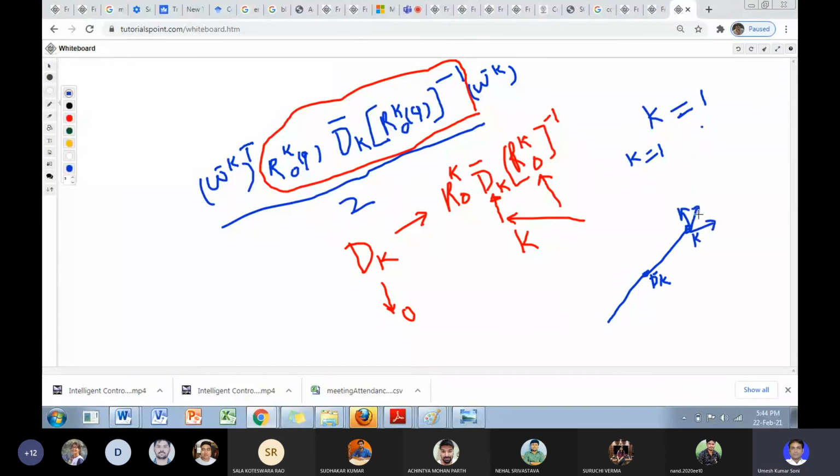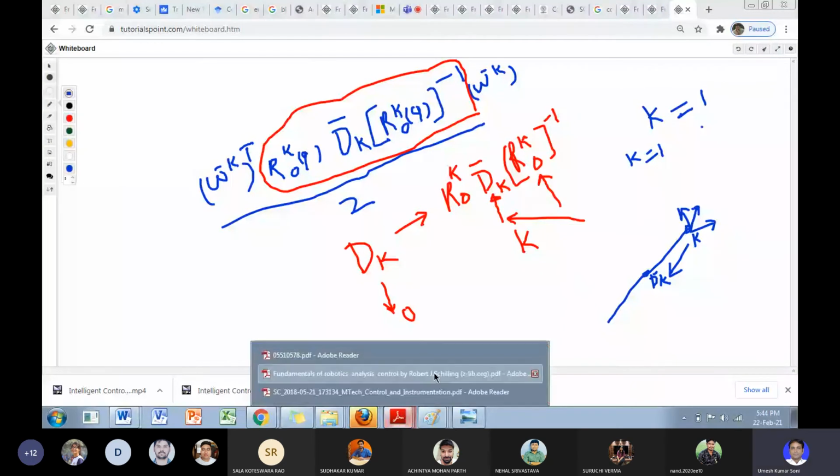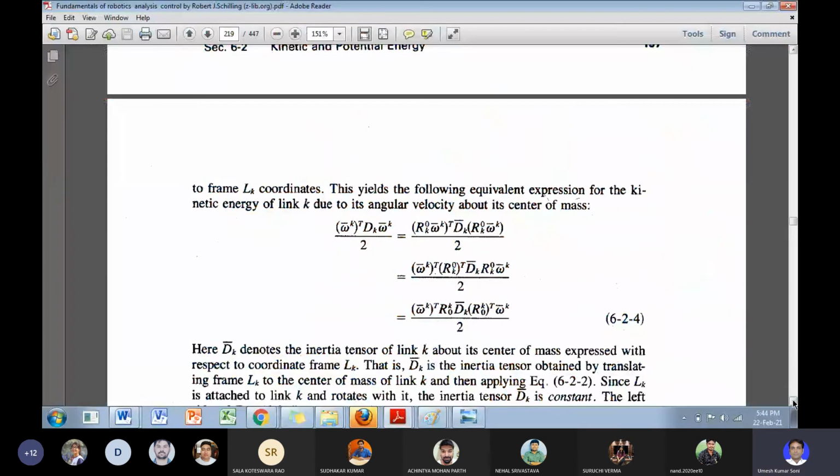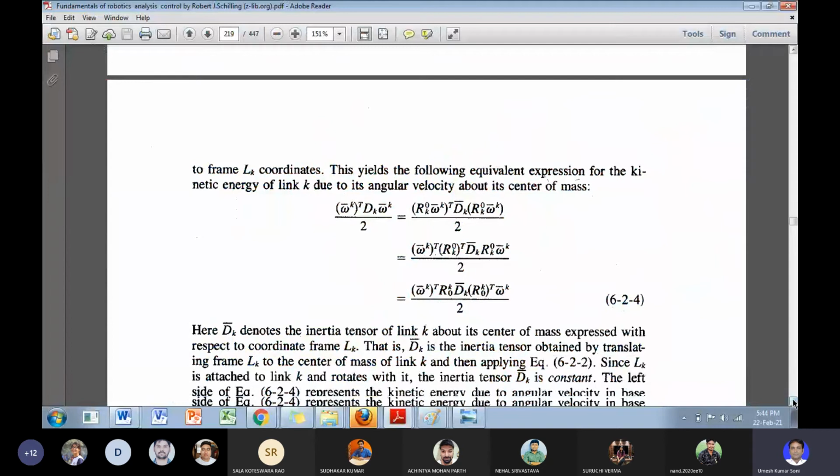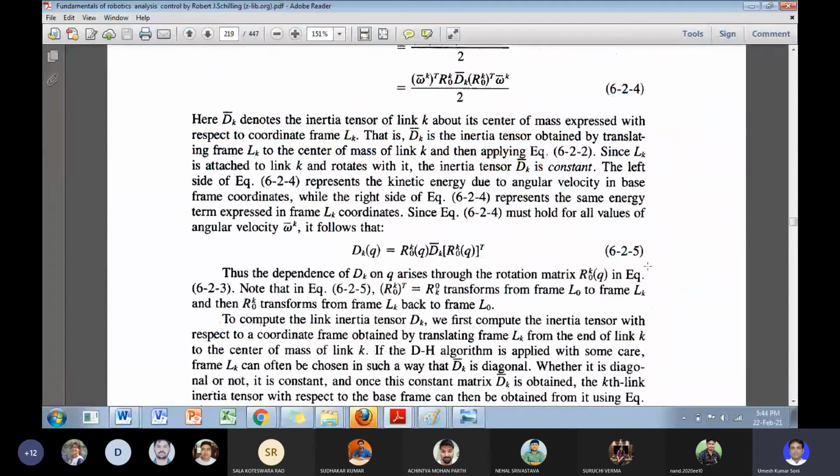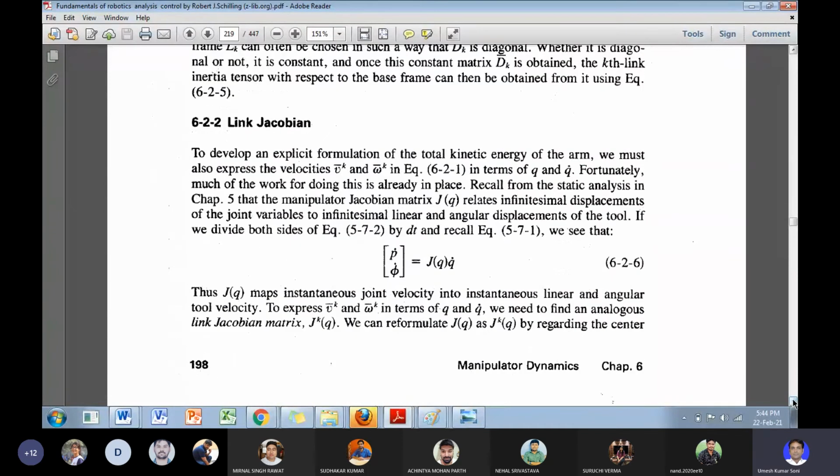Then this relation will never change. It will remain constant, so this is always constant. So finally this term we have received in equations 6.2.4 and 6.2.5. Finally this derivation has come. So now we proceed to the link Jacobian.